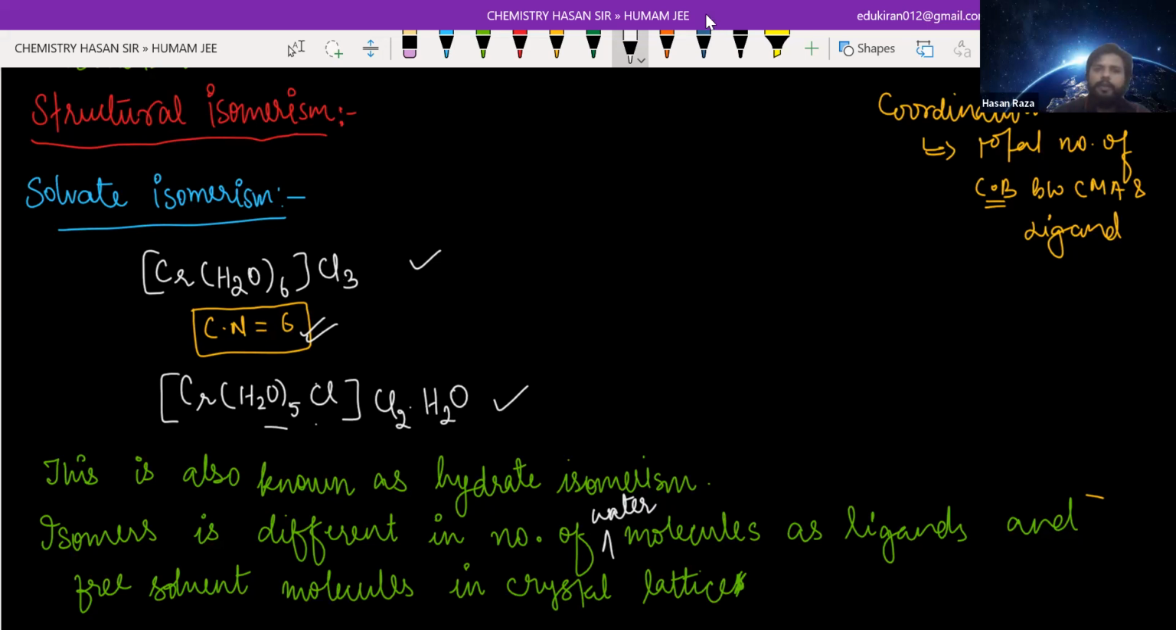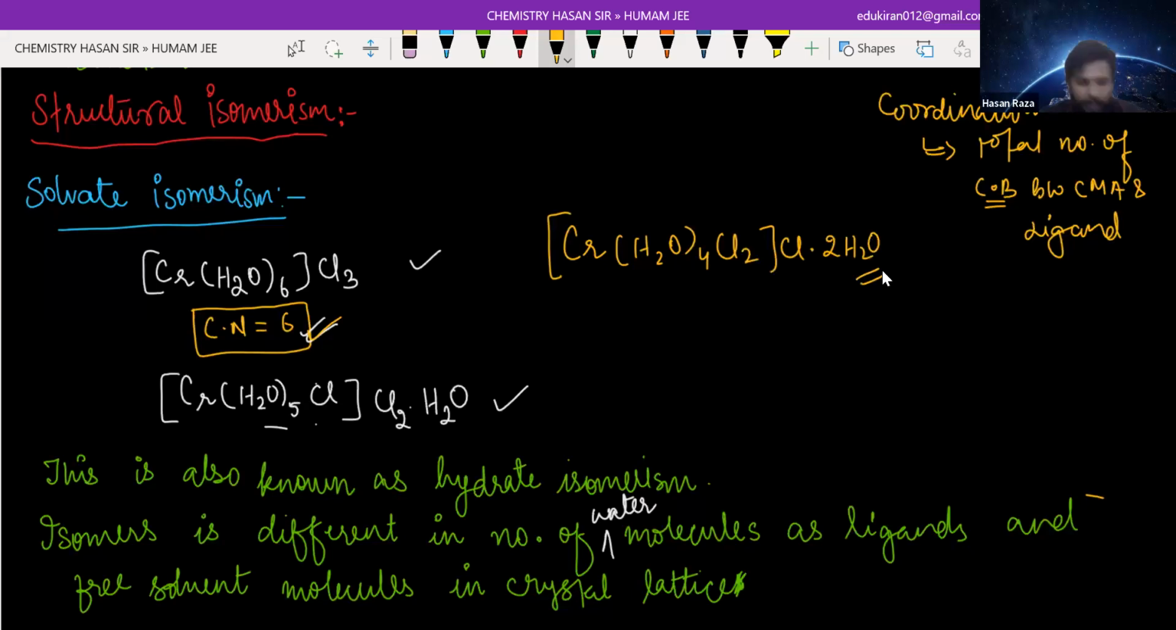You can write another one as well if you want to. [Cr(H2O)4]. Now, since the coordination number should be 6, I took 2 Cl inside. Now it becomes 2H2O, you can write, something like this. Okay. Have you got it, both of you? Mom, sometimes you are not audible. Please let me know when you are done with this, or if you have any doubt.